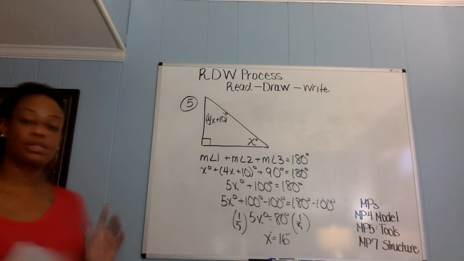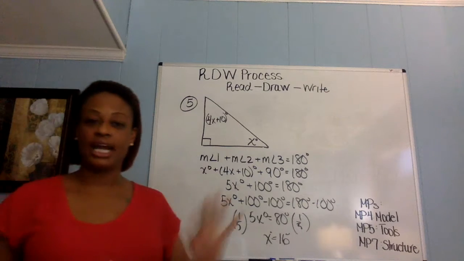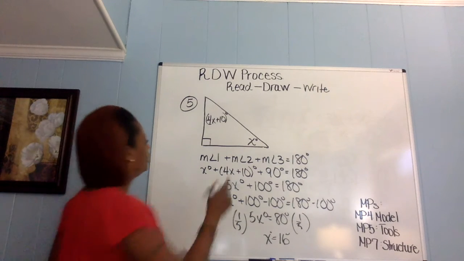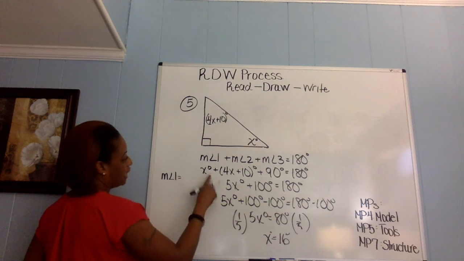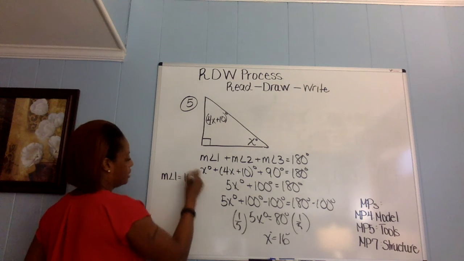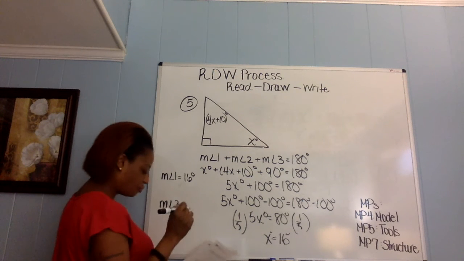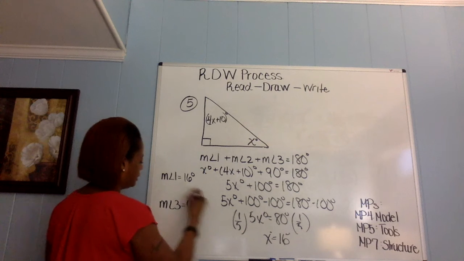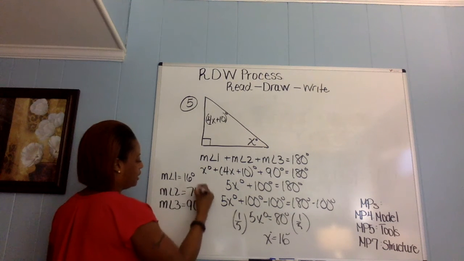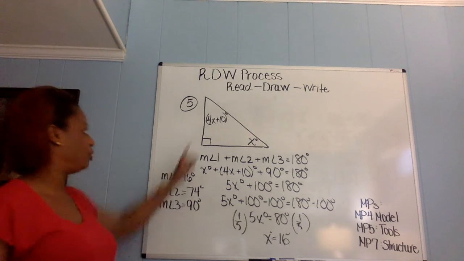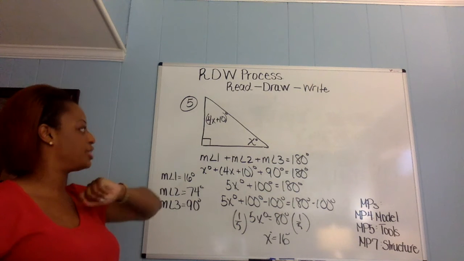So be sure to remind your students that we're not done here, because a lot of the times the students get an answer and they want to be done. Well, we know that the measure of angle 1, we said angle 1 was x, so we know that's 16 degrees. We know measure of angle 3 was 90 degrees. So we know that the measure of angle 2 is 74 degrees. After you plug in the x, 16 times 4, you get 64 plus your 10.